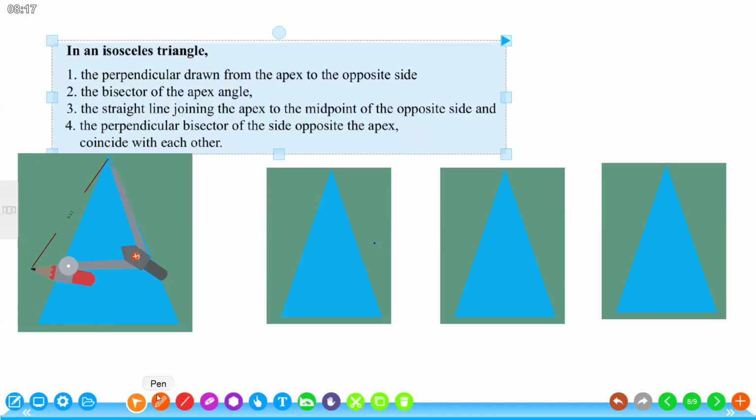Now, students, how to draw a perpendicular from the apex?